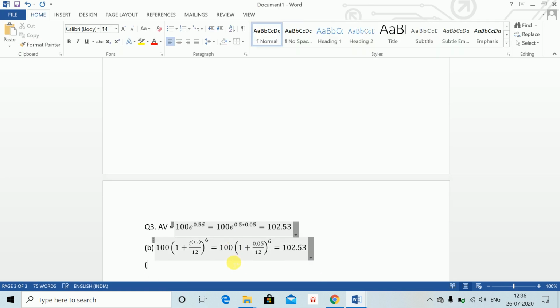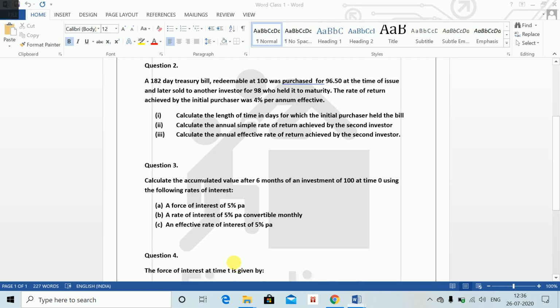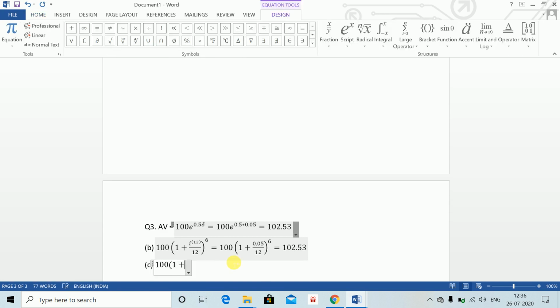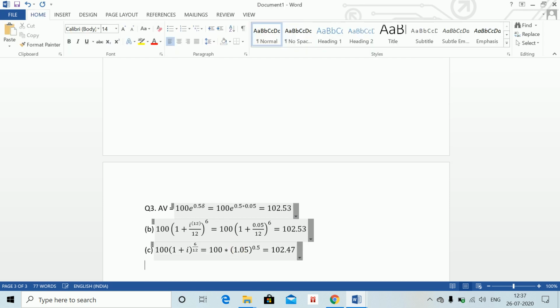Part C is an effective rate of interest of 5%. So now 100 × (1 + i)^(6/12); since the rate is yearly, this is 100 × 1.05^0.5, which is equal to 102.47. So this solves this question as well.